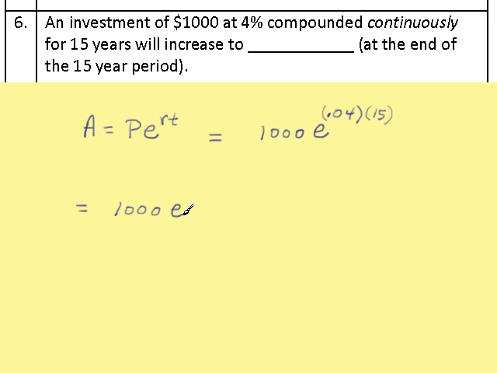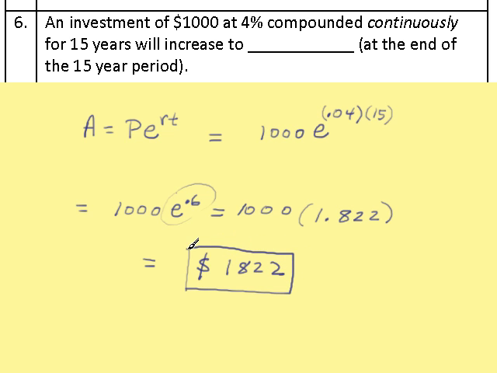So we're looking at 1,000 multiplying e to the 0.6, for 0.04 times 15. And we'll look on our calculator for this value. So that's 1,000 times 1.822 approximately. Okay, so let's multiply that out, and we have $1,822, so just a little bit more than what we would get if we compounded twice a year, just a bit more.